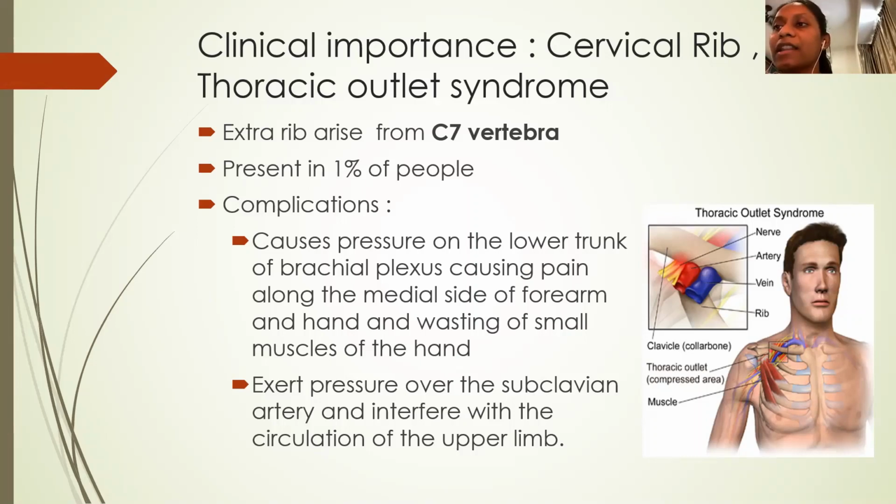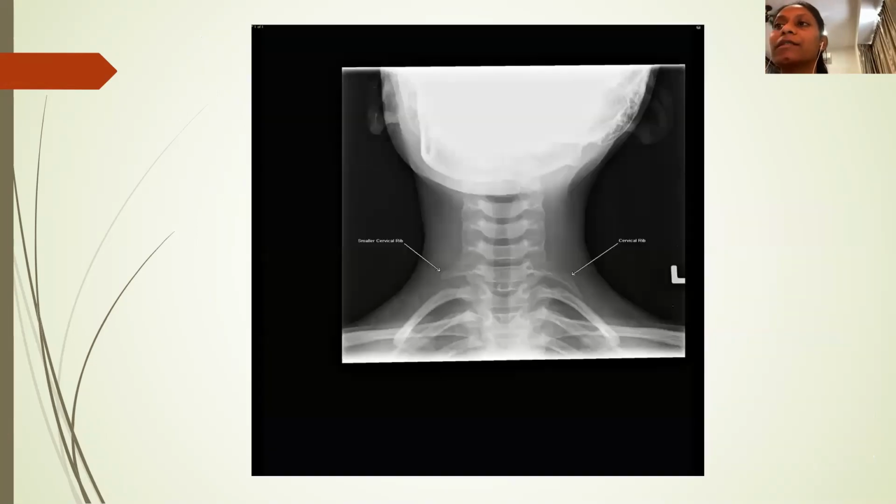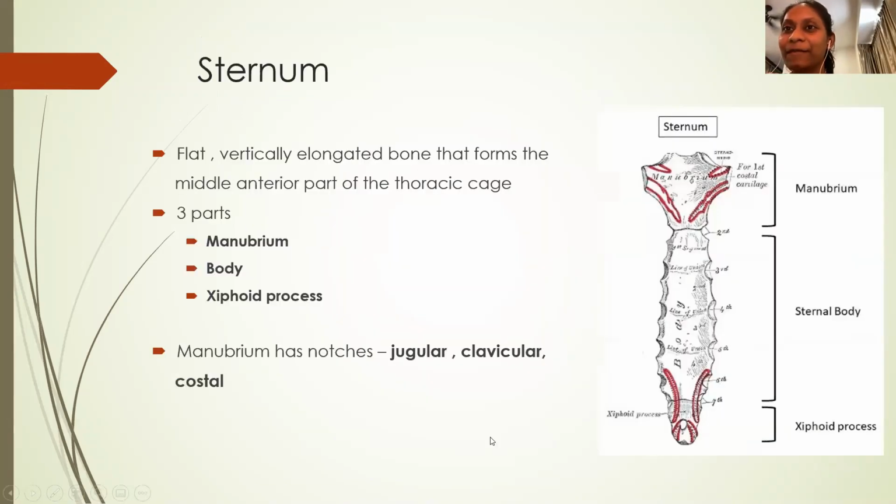So in my next slide, I have shown an X-ray which shows the C7 vertebra. So this is the cervical rib. Okay, I will move on to the sternum.